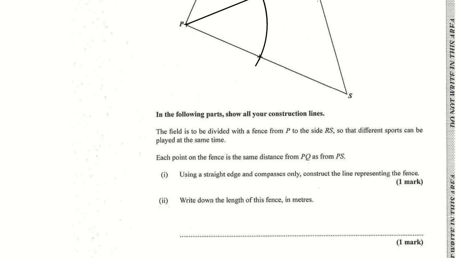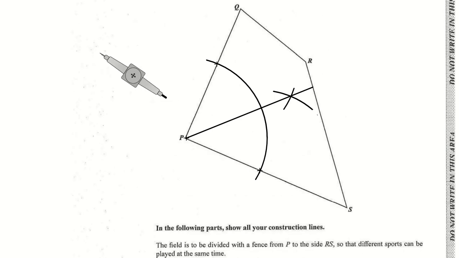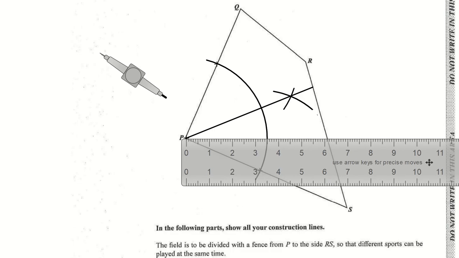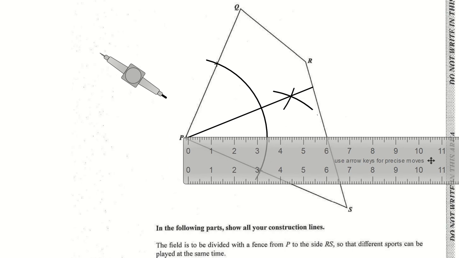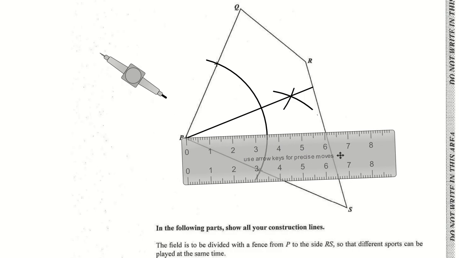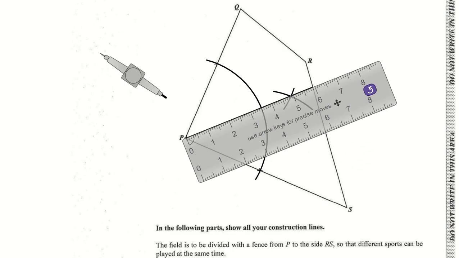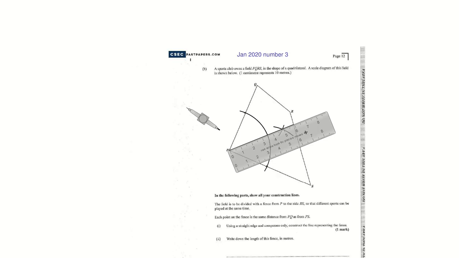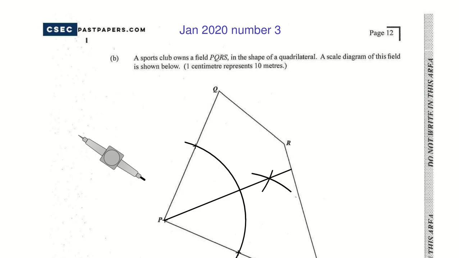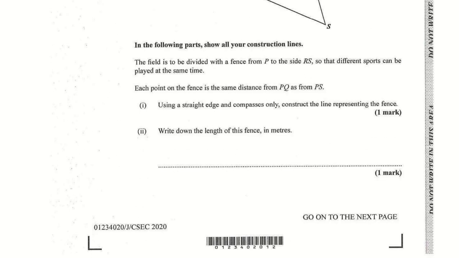Then they told you to write down the length of the fence in meters. So let me just check. Line this up, you take your ruler. I need to make this ruler a little bit smaller. When you measure this, it's only because the copy that I have here is on the computer that I can't really measure it. But you're supposed to get approximately 7.4 centimeters.